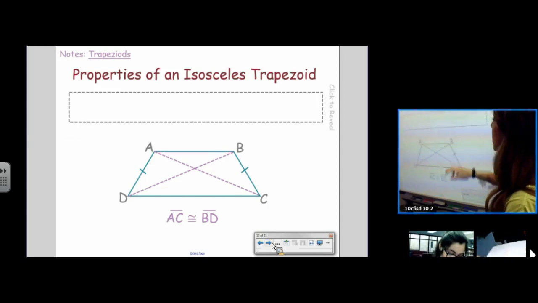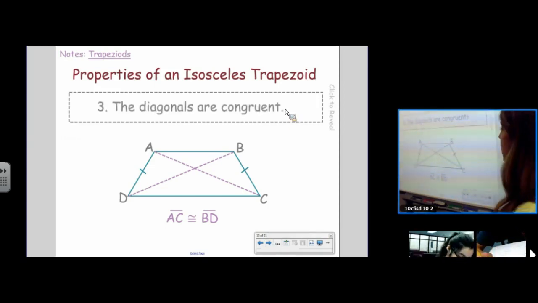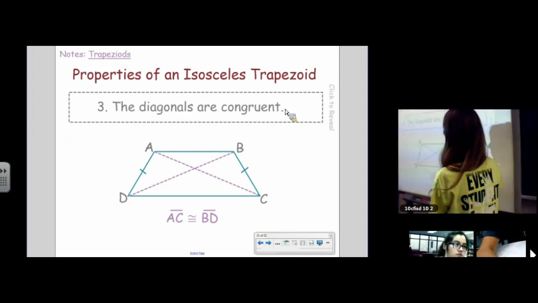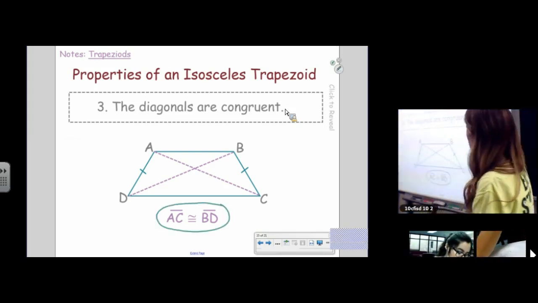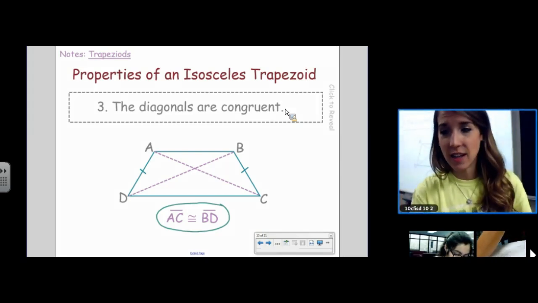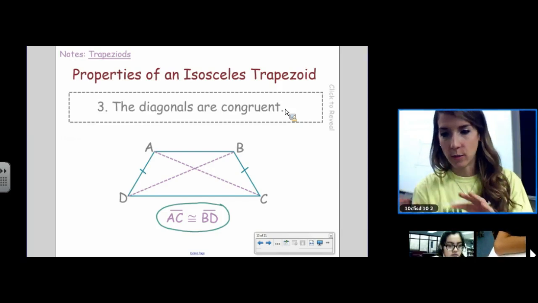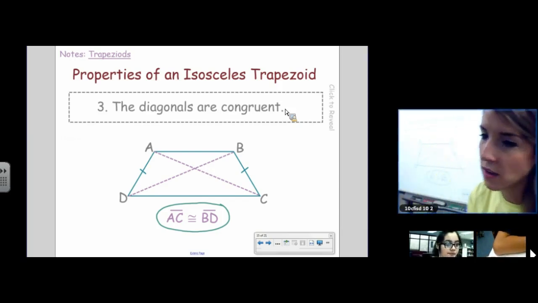The last property is, the diagonals are congruent. AC is congruent to BD. So all of these are because there's symmetry in our isosceles trapezoid. The isosceles trapezoid is about the left looking like the right. Okay? Diagonals are congruent.